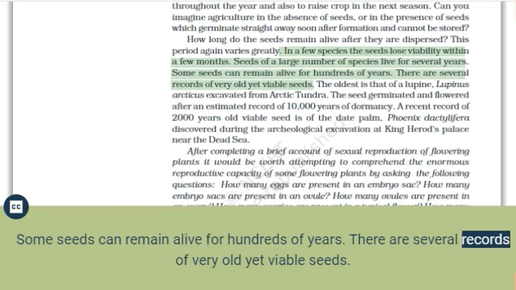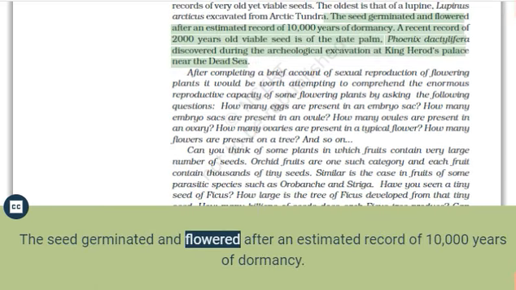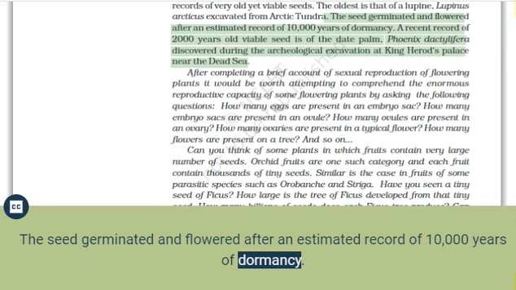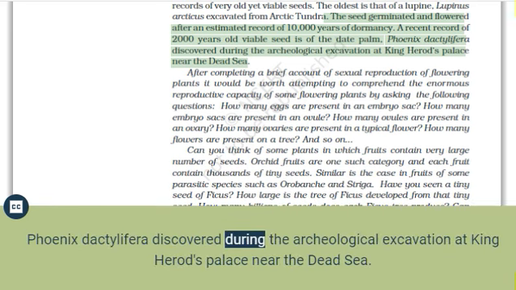There are several records of very old yet viable seeds. The oldest is that of a lupin, Lupinus arcticus, excavated from Arctic tundra. The seed germinated and flowered after an estimated record of 10,000 years of dormancy. A recent record of 2,000 years old viable seed is of the date palm, Phoenix dactylifera, discovered during the archaeological excavation at King Herod's palace near the Dead Sea.